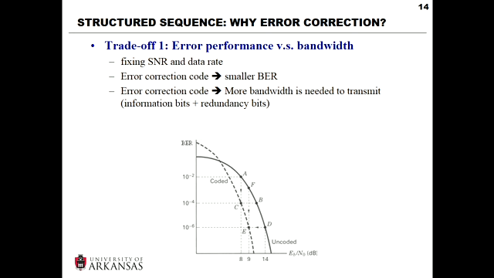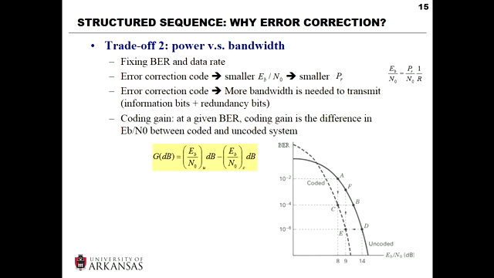That's the first way of looking at it, if we fix the signal-to-noise ratio and the data rate. The next trade-off is between power and bandwidth. In this case, if we fix the bit error rate and the data rate, the error correction code will require a smaller E_B over N naught.